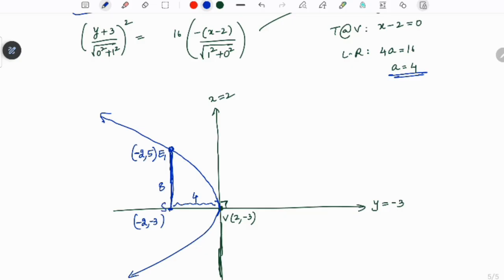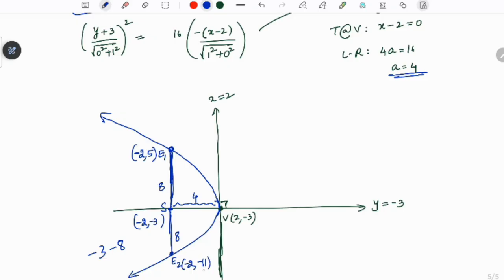What would be the coordinates of E2? Minus 2 comma minus 11. Okay. So x coordinate is not getting disturbed because from focus I am going down 8 units. Focus y coordinate will fall by 8 units. Minus 3 is the y coordinate, fall by 8 units. Minus 11.